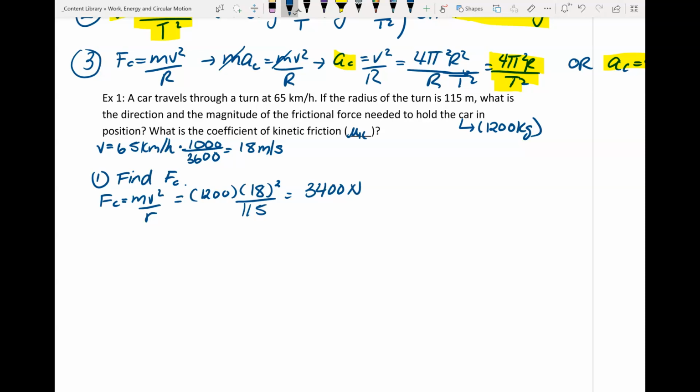Now, because the car is held in position, let's think about all the different forces acting upon this car. So this car is traveling in a circular motion because it's making a turn. We have the centripetal force, and our force of friction opposes the motion. We also have our normal force and gravitational force to consider. I'm just going to draw them like this.